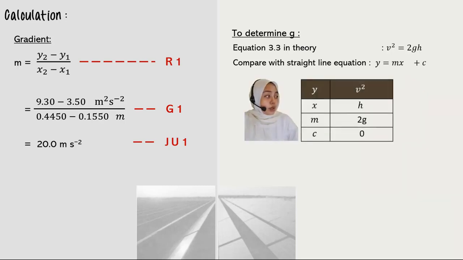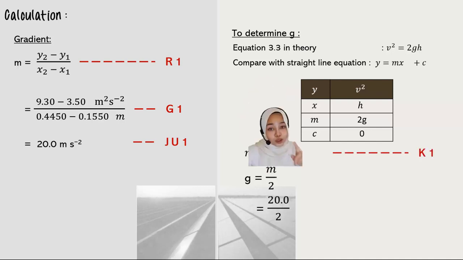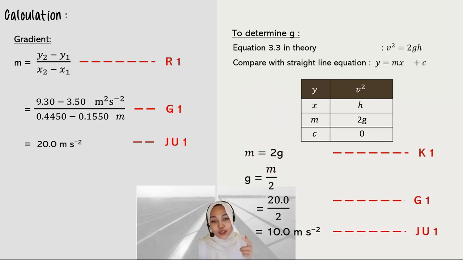The quantity along the y-axis is the V squared. The quantity along the x-axis is the height. The gradient is the 2g, and the y-intercept is 0. And when you compare the gradient equals to 2g, that is K1. You do substitution, you get G1. And of course, your final answer, JU1.